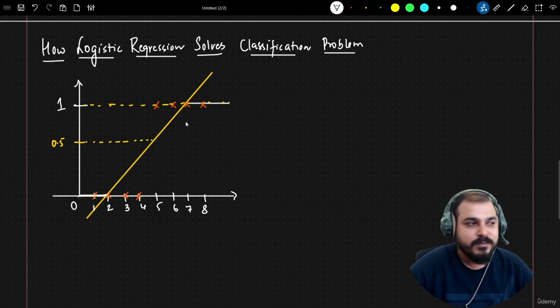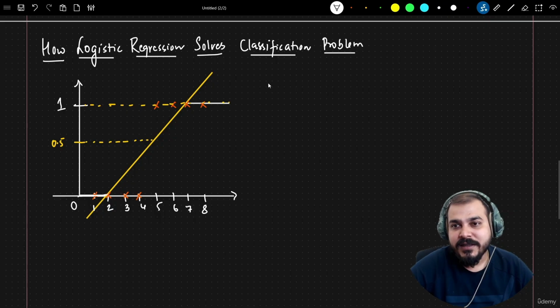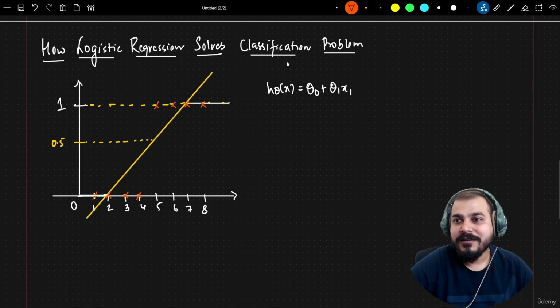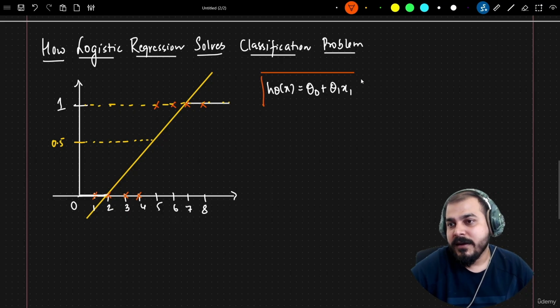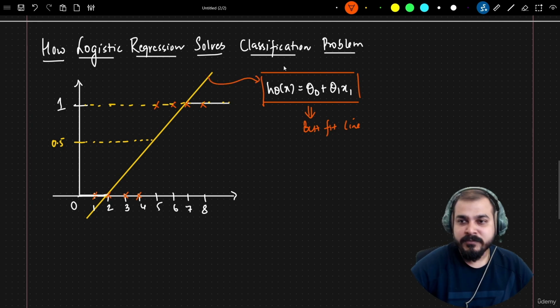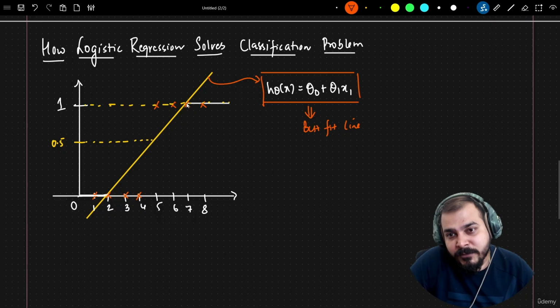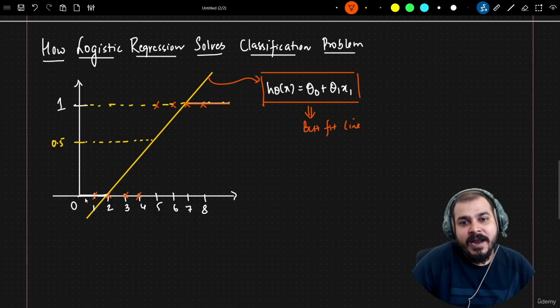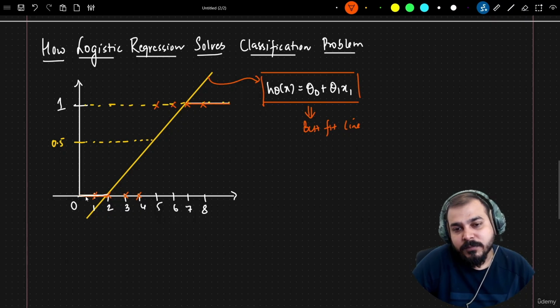Already we know that this best fit line can be created with the equation h theta of x is equal to theta 0 plus theta 1 multiplied by x1. This we have already learned in linear regression, and it actually gives us the best fit line, this yellow line that you see. This is given by this particular equation, but we don't want this specific equation, because from here we really need to squash it.